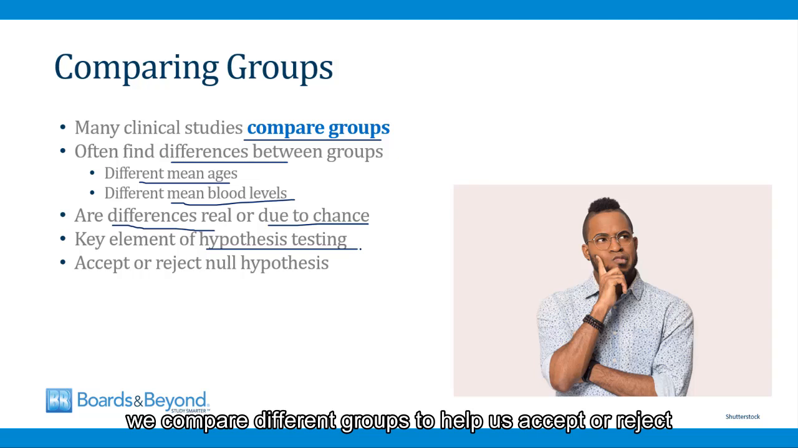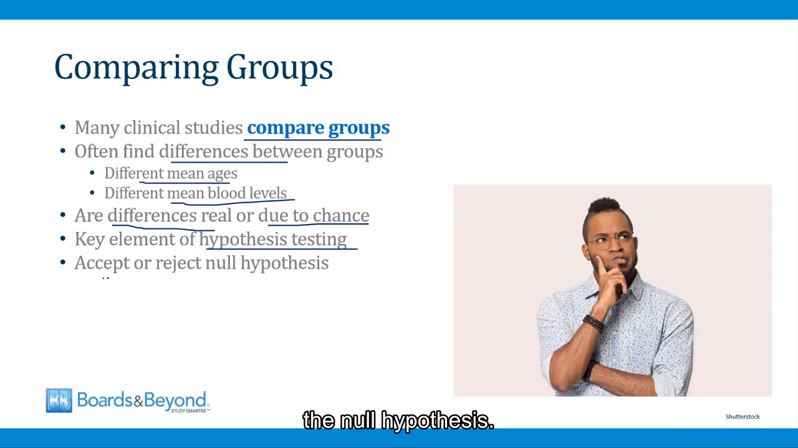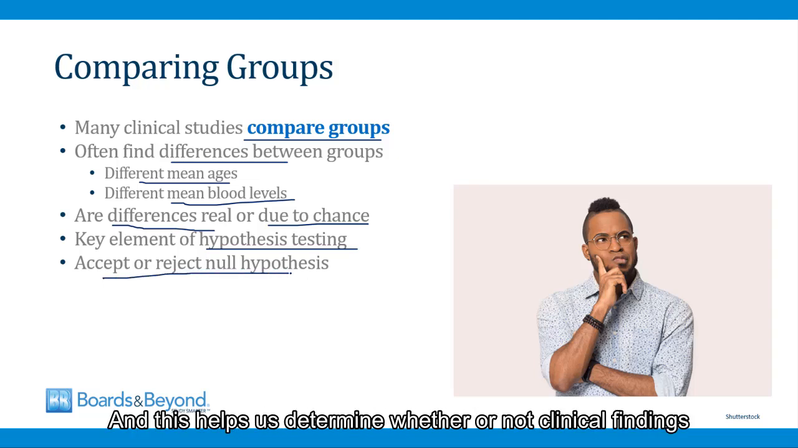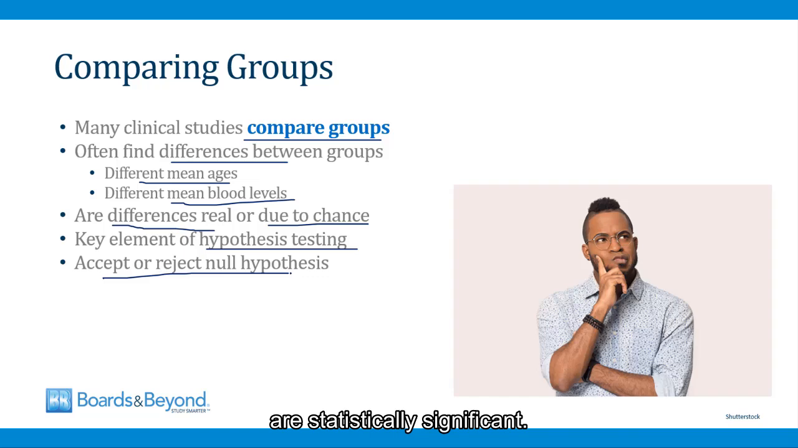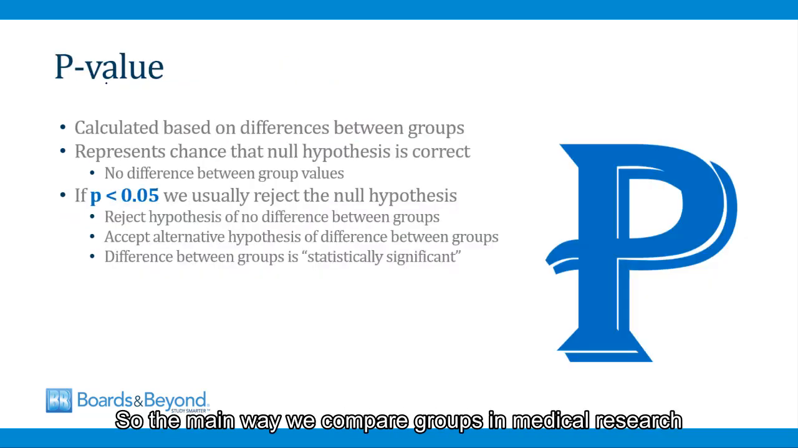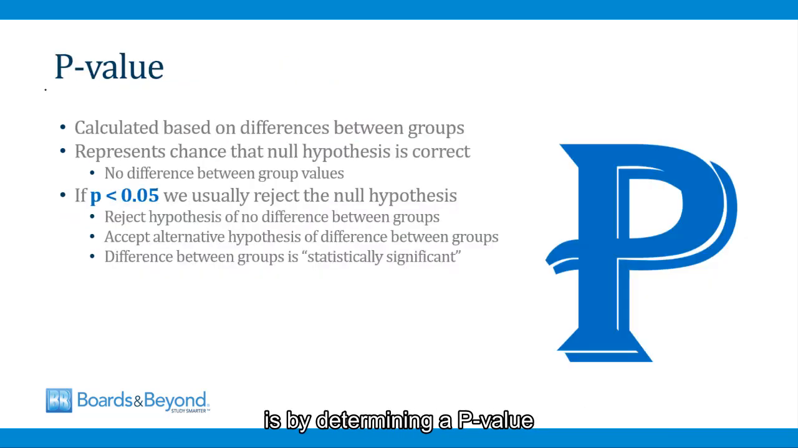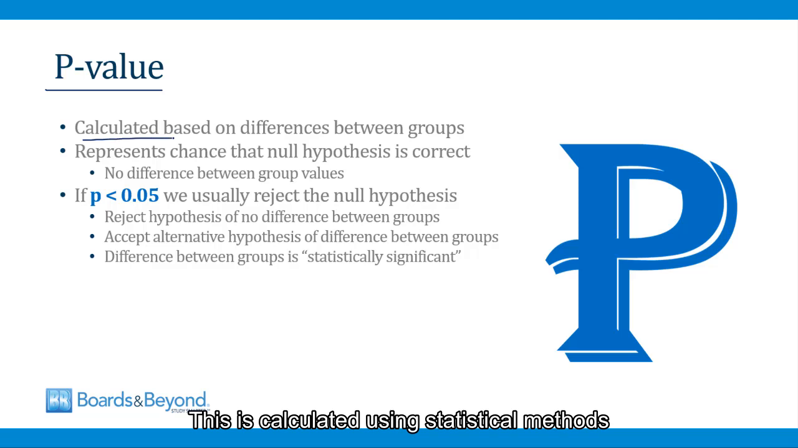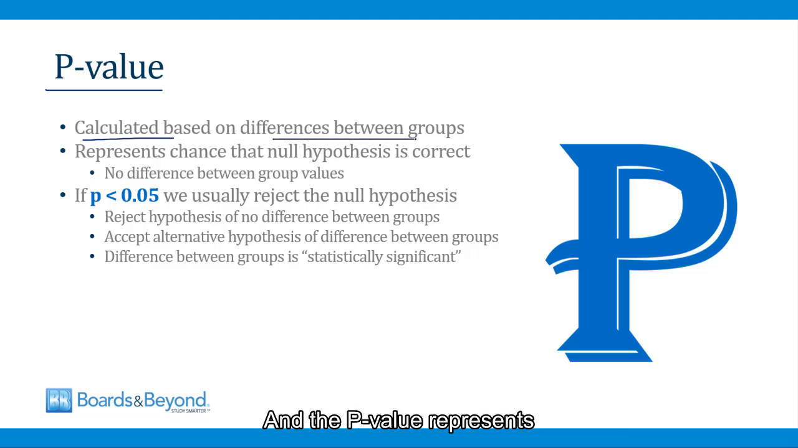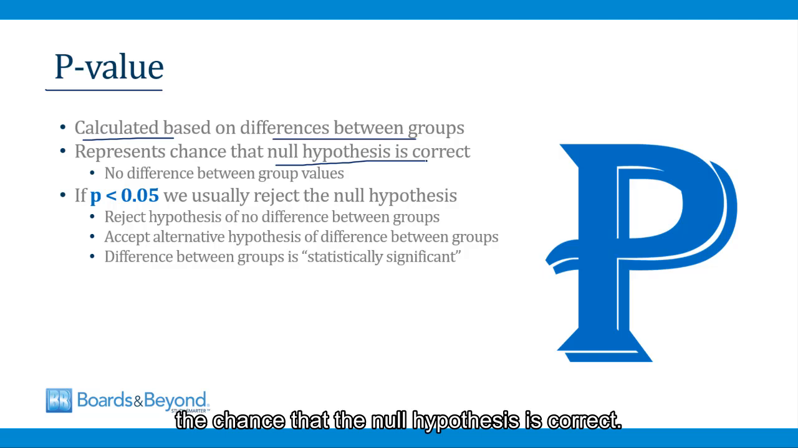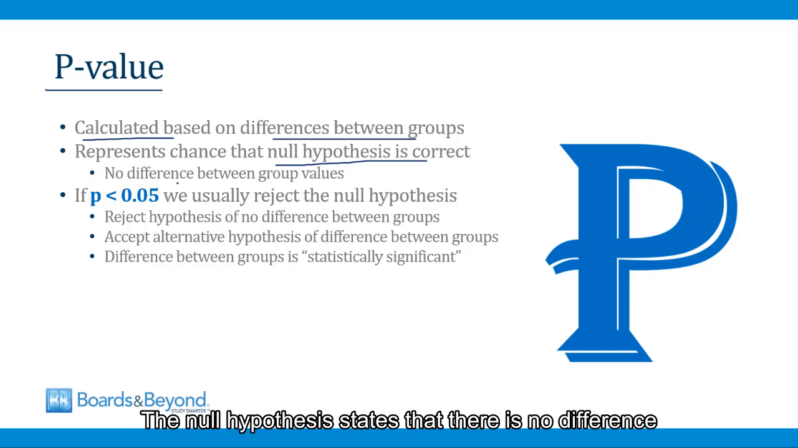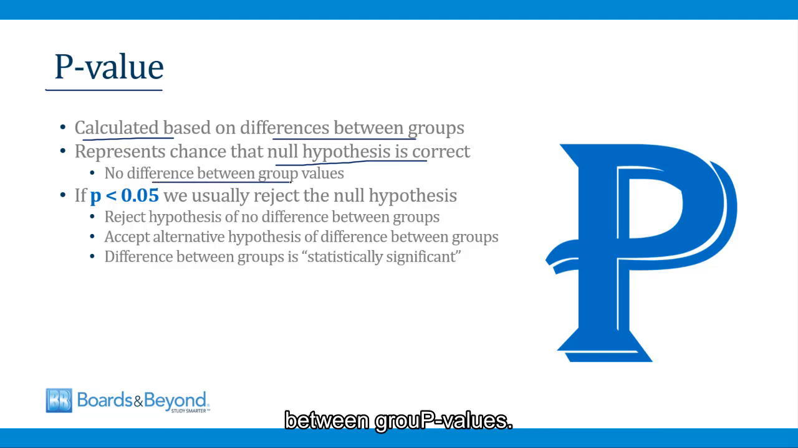We compare different groups to help us accept or reject the null hypothesis, and this helps us determine whether or not clinical findings are statistically significant. So the main way we compare groups in medical research is by determining a p-value for the differences between groups. This is calculated using statistical methods based on the differences between two groups. And the p-value represents the chance that the null hypothesis is correct. The null hypothesis states that there is no difference between group values.